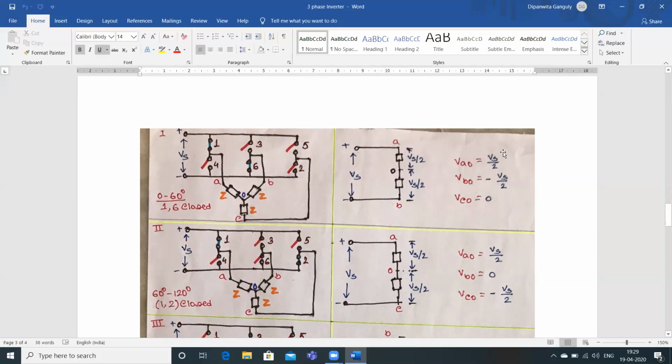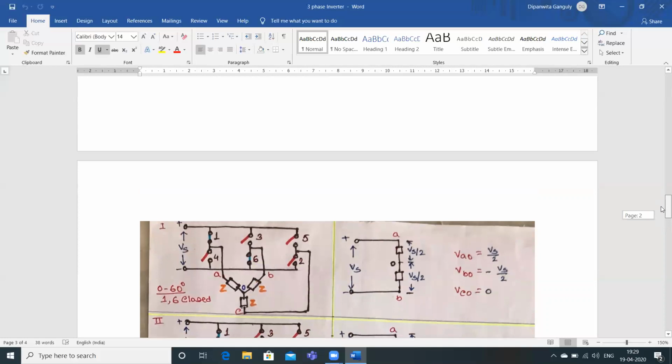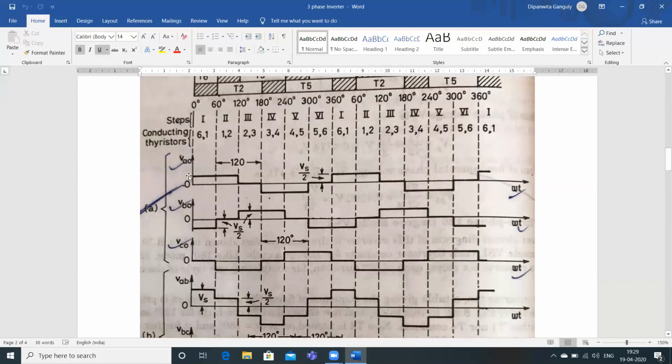So VAO will be equal to Vs by 2, and VBO, B is connected to the negative terminal, so this will be minus Vs by 2, and VCO will be equal to 0 because C is not at all connected with the source. If I draw the graph of VAO, VBO, VCO, VAO is plus Vs by 2, VBO is minus Vs by 2 and VCO is equal to 0. Now for stage 2, where thyristors 1 and 2 are on.